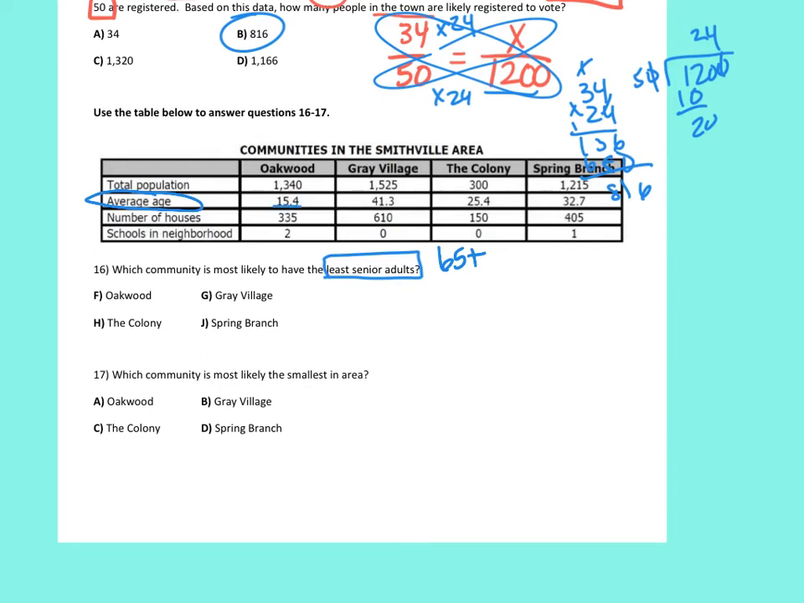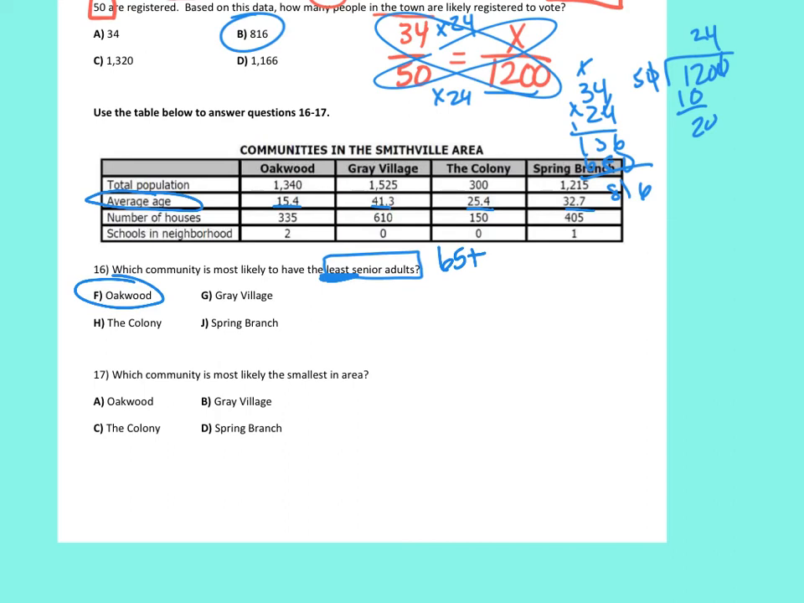So looking at the average ages, we're looking for the least senior adults. So we're looking for probably the lowest age average. Which community would that be? Oakwood. The average age there is 15.